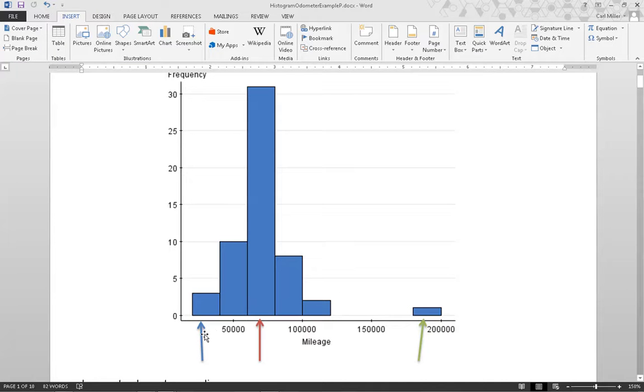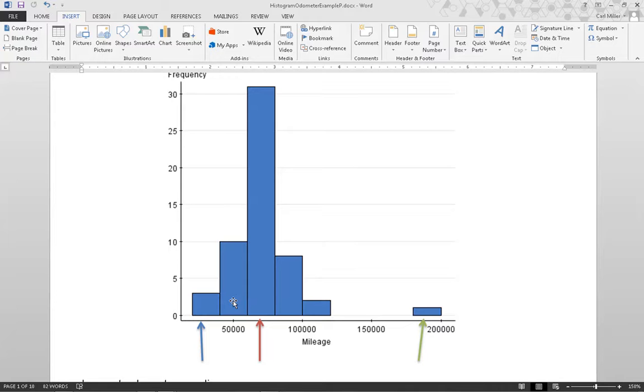Well, from 50,000 to 100,000 is 2.5 bars. So 50,000 divided by 2.5 is 20,000 miles. The width of each rectangle is 20,000 miles.